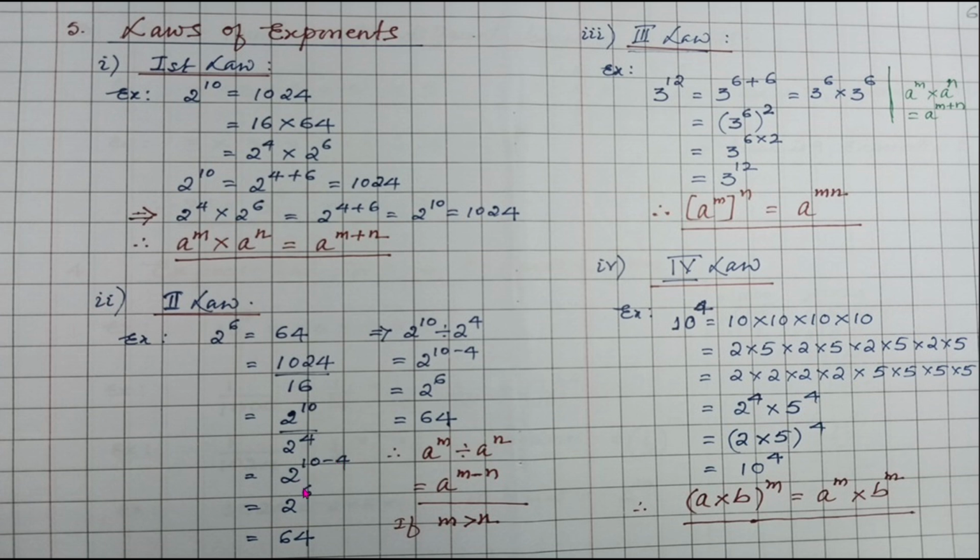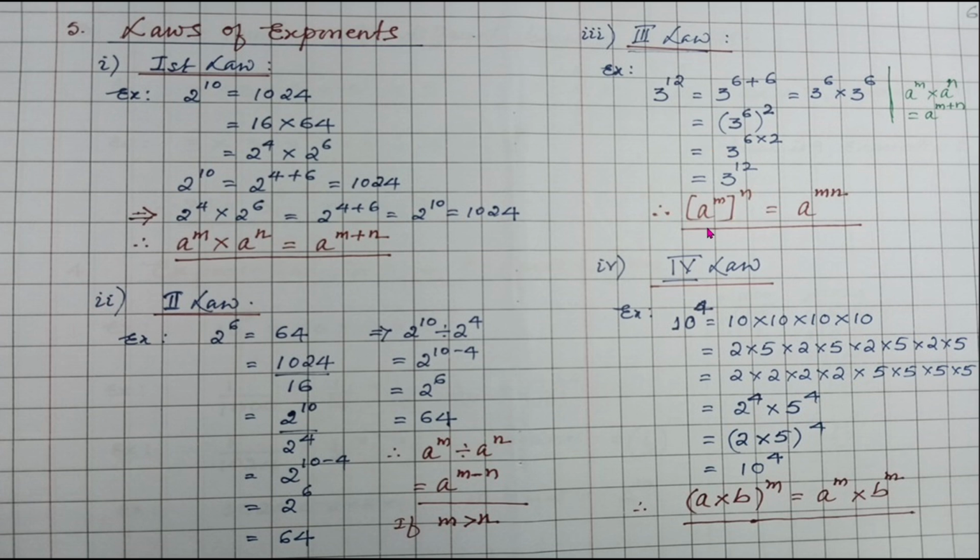10 minus 4 is also 6. That means again we get 2 raised to 6. 2 raised to 6 is equal to 64. What it implies is that 2 raised to 10 divided by 2 raised to 4 is nothing but 2 raised to 10 minus 4, which is 2 raised to 6 and 64. So this makes us clear that a raised to m divided by a raised to n is a raised to m minus n when m is greater than n. If m is less than n, it will be 1 divided by a raised to n minus m, which is important for us to remember.